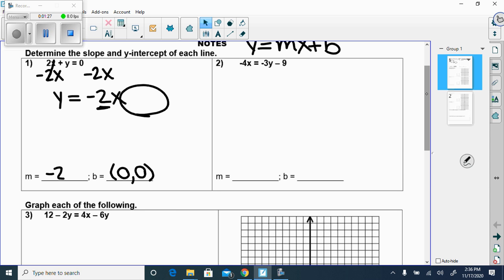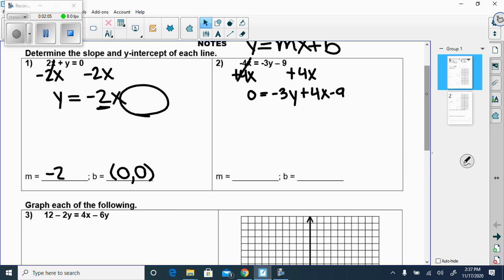Okay. Number 2. What should I move? 4x. Okay. You can do that. How would I move it? By adding. Okay. All right, so I'm going to add 4x to both sides. And 4x gets left. So that's just going to be 0 on that side, right? So I have 0 equals negative 3y plus 4x minus 9.